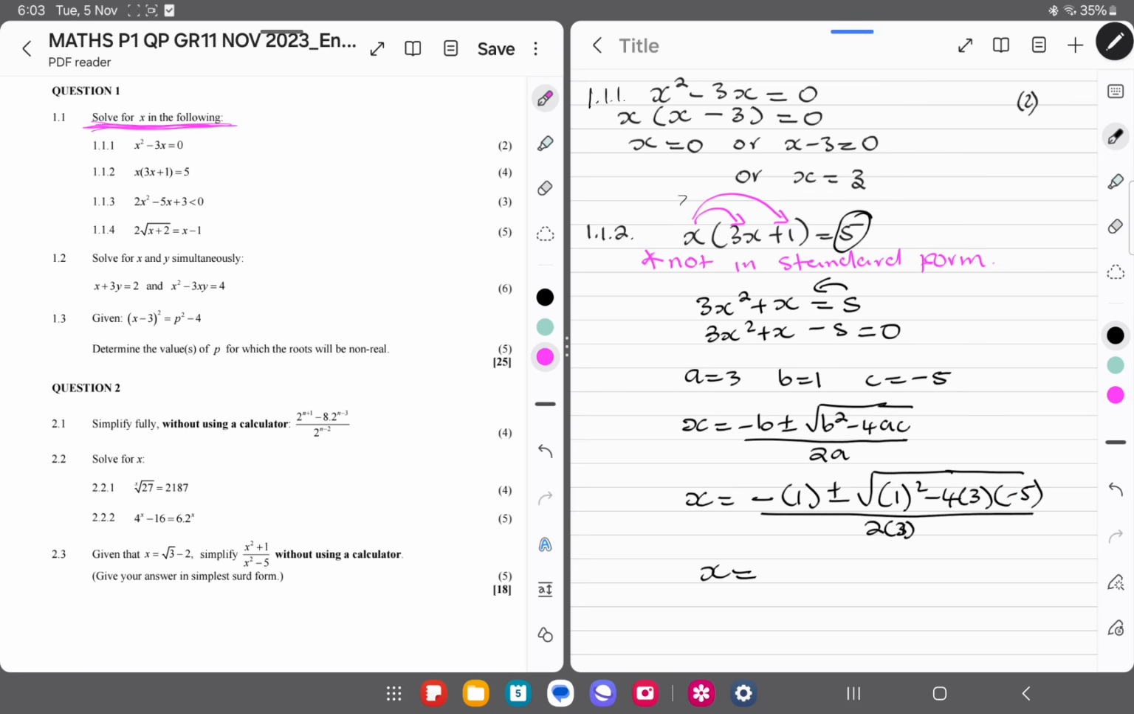Therefore, x then becomes, punch that in your calculator, this is minus 1 plus the square root 1 squared minus 4, 3, minus 5 over 2 times 3. You get x equals to 1,14 or x equals to negative 1,47. You are done.